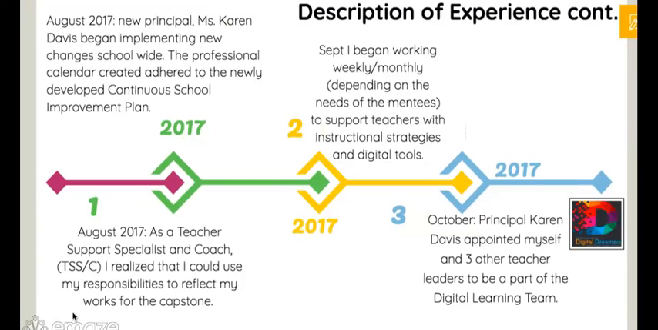So from September to April, which is the duration of the TSS program, Teacher Support Specialist program, I began working weekly or monthly, depending on the need of the mentees, to support them with instructional strategies and digital tools. I also was able to provide these teachers with instructions on how to operate the Promethean board, how to access all of the online platforms teachers are required to use, which are Infinite Campus, Verge, Office 365, and Engage.